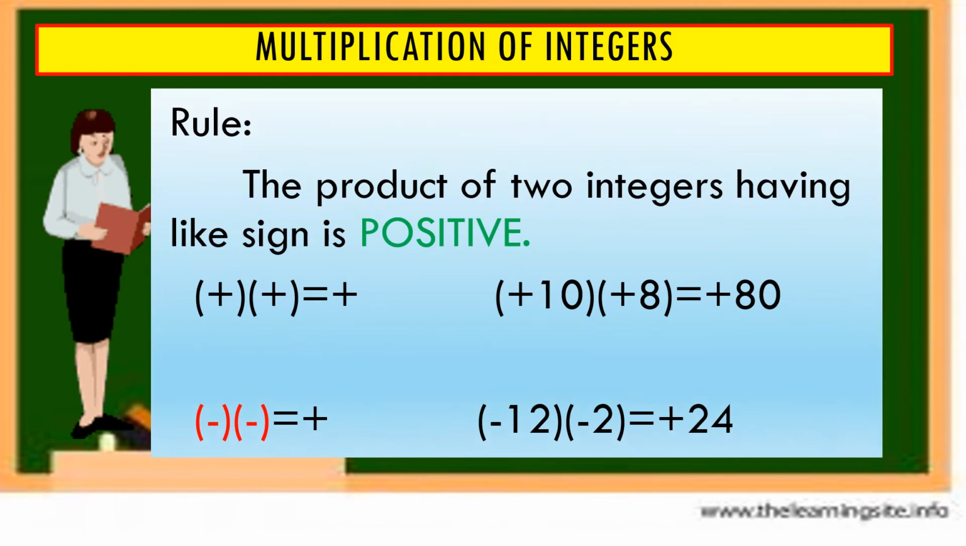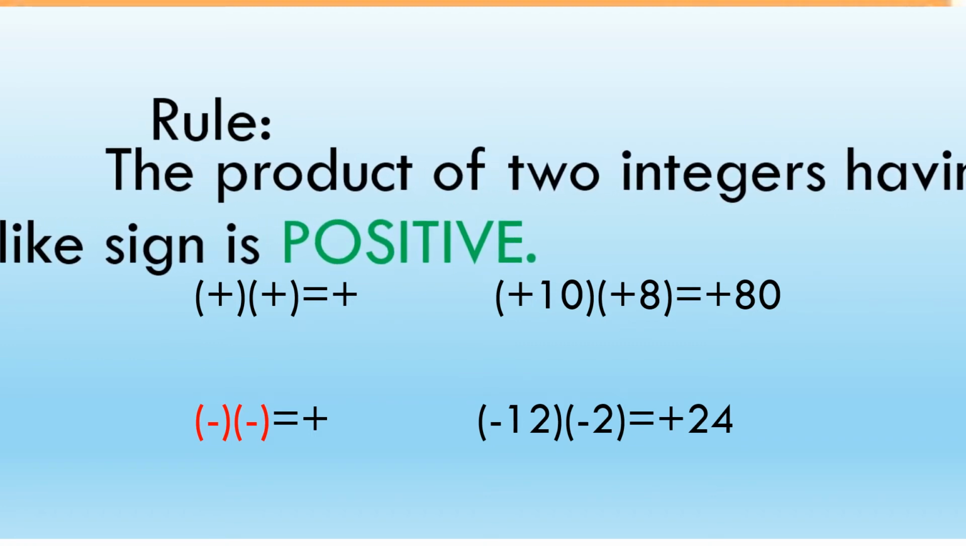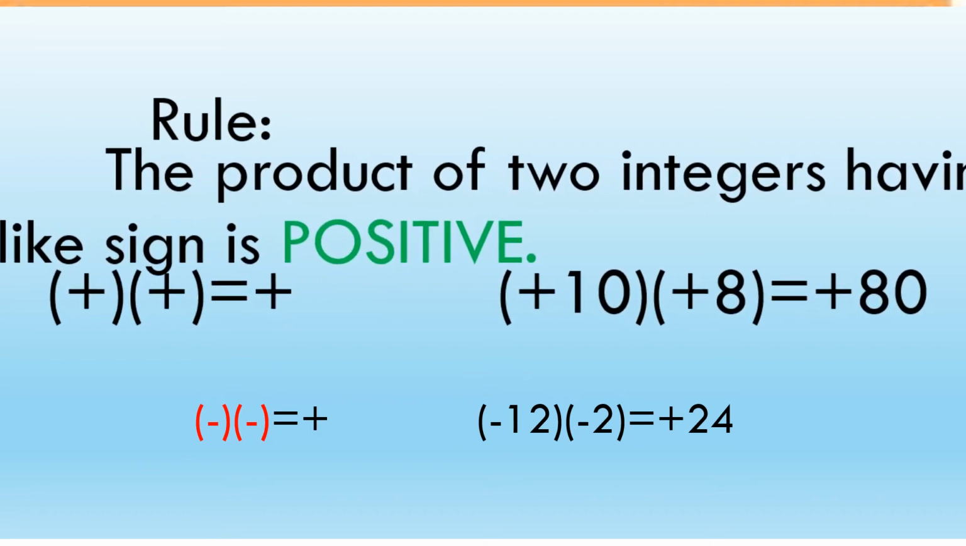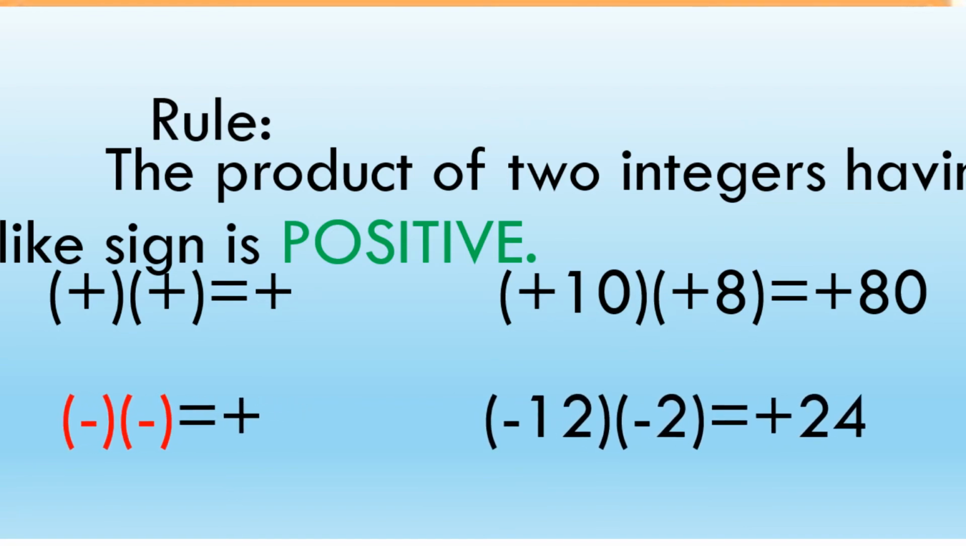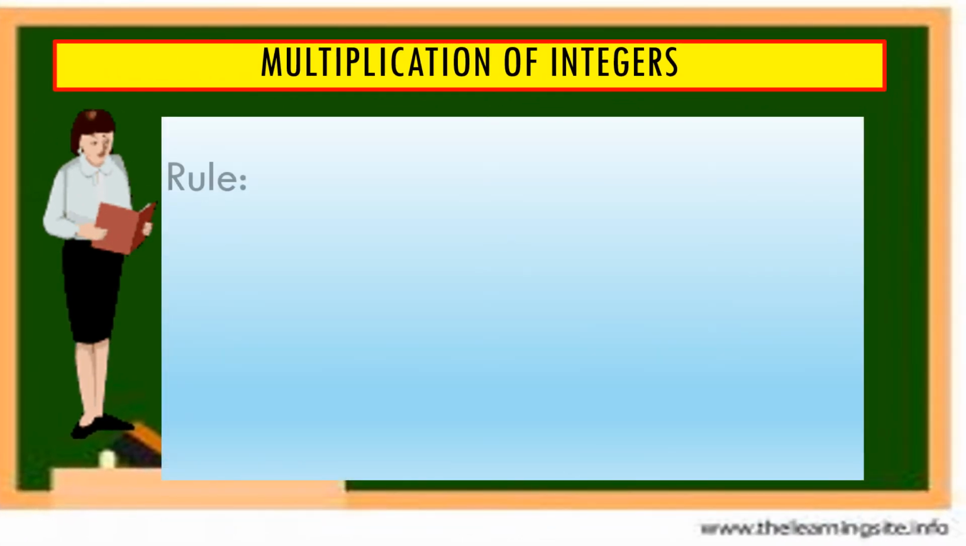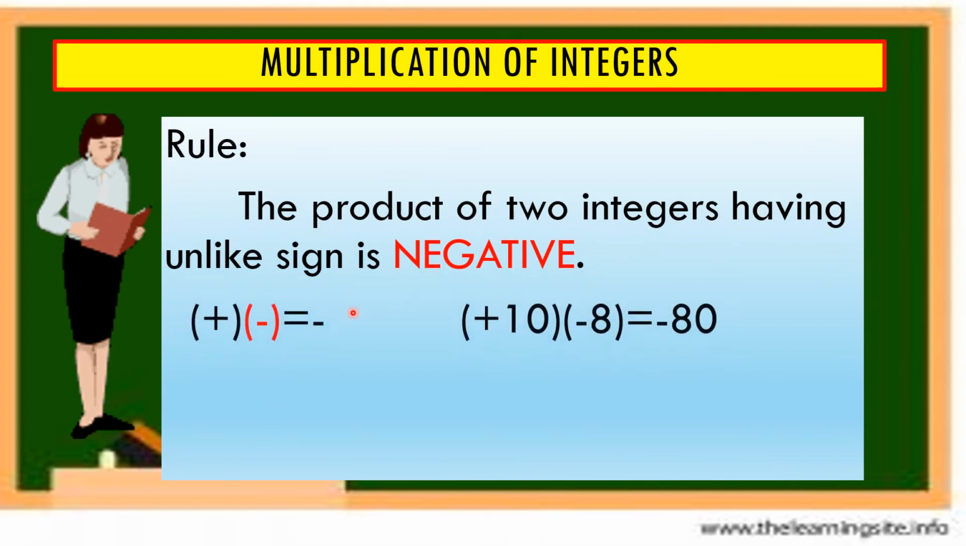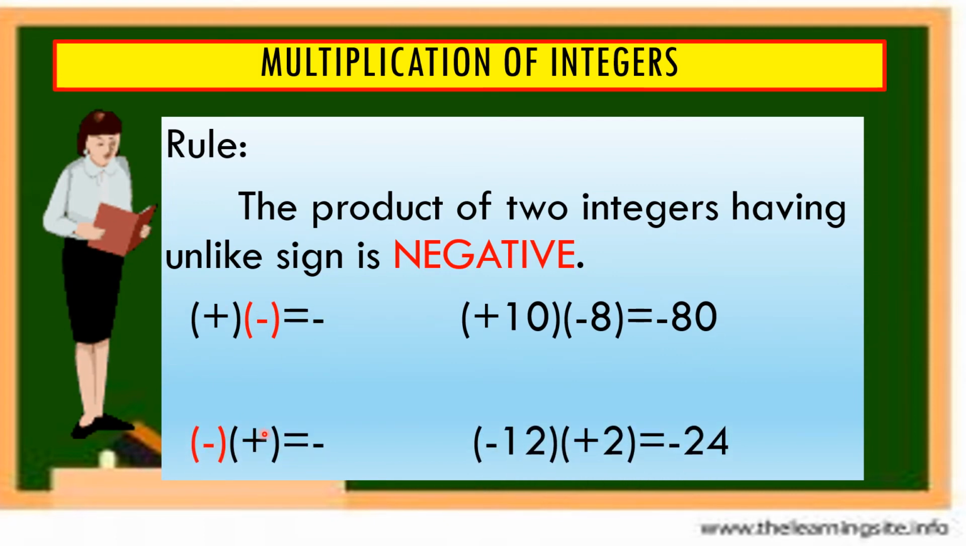So what is the product of two integers having like sign? The product is positive. Positive times positive is positive, and negative times negative is positive. The product of two integers having unlike sign is negative. Positive times negative is negative, and negative times positive is negative.